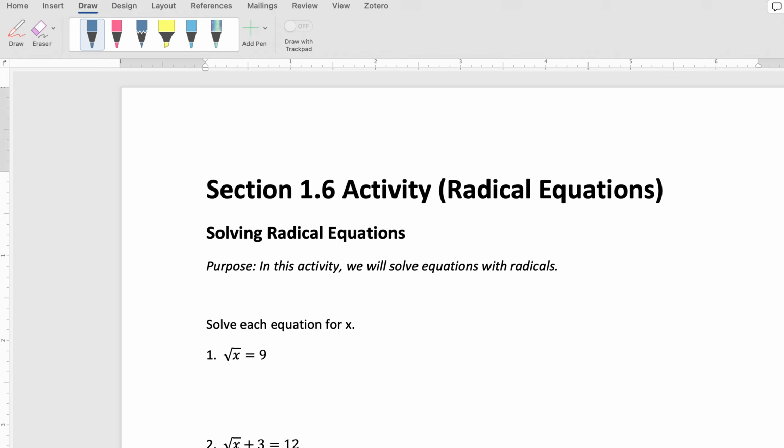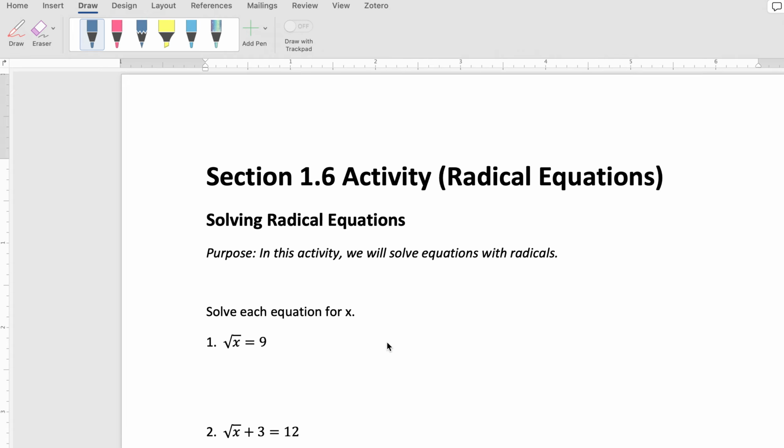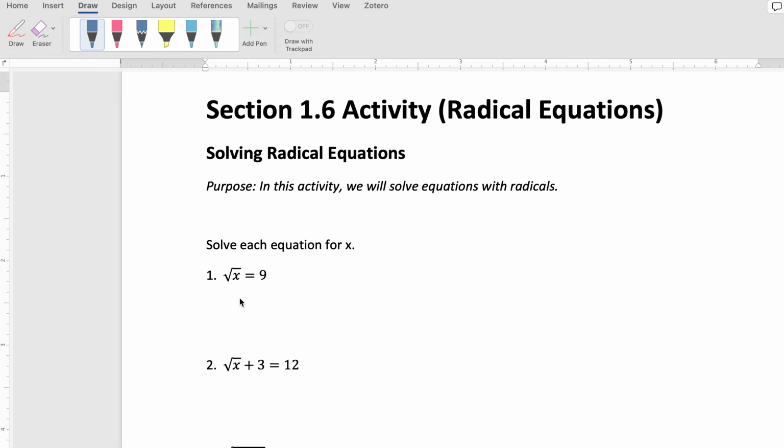In this video for section 1.6, we're going to talk about how to solve radical equations, which are equations that have a radical or a square root symbol in them. So the first one here is square root of x equals 9. The question that we want to ask ourselves is what number, when we take the square root of it, will give us 9? Well, we know that that number is 81, because the square root of 81 equals 9.